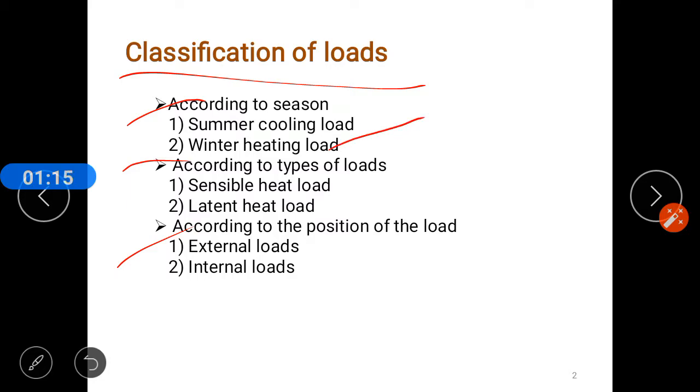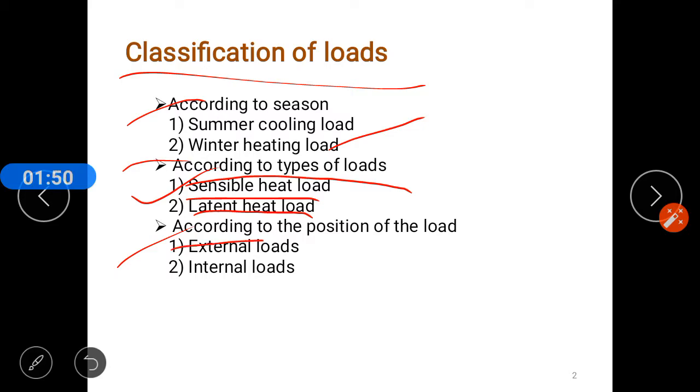Second is according to the types of load. First is sensible heat load and second is latent heat load. In the case of sensible heat load, any heat source that raises the DBT, meaning dry bulb temperature, of the air in the conditioned space causes a sensible heat gain. In the case of latent heat load, any source that adds water vapor into the air in the conditioned space causes a latent heat gain.